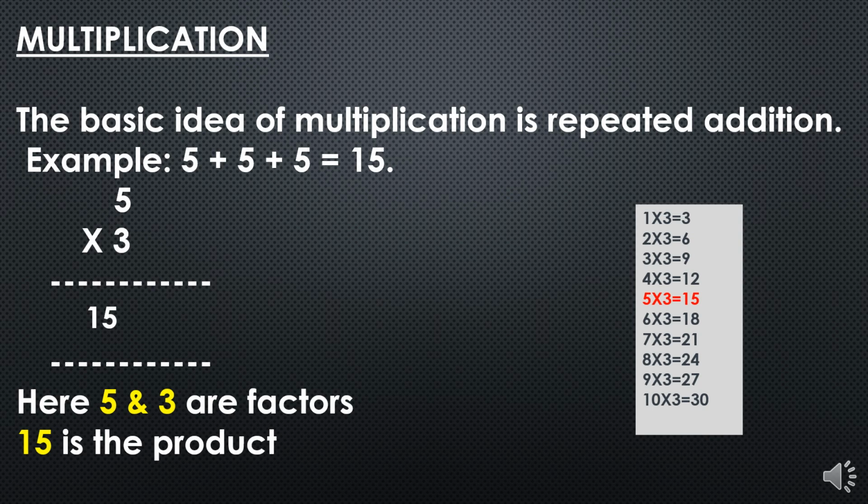See here, the table of 3 is given. Read the table. 1 3s are 3, 2 3s are 6, 3 3s are 9, 4 3s are 12, 5 3s are 15. So, here 5 and 3 are factors and 15 is the product. All of you understood?